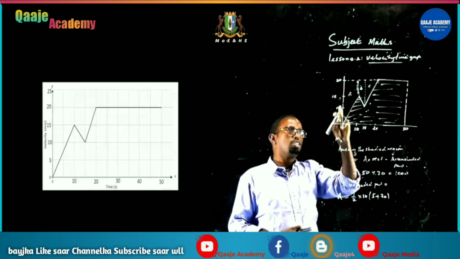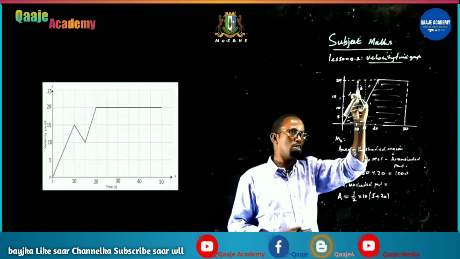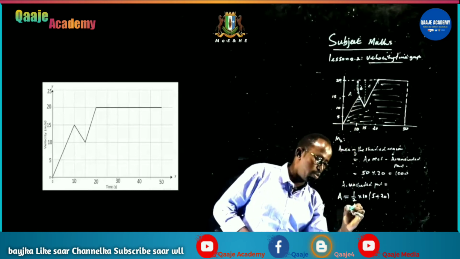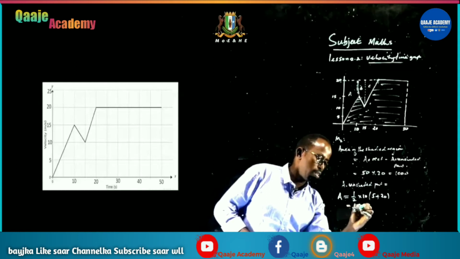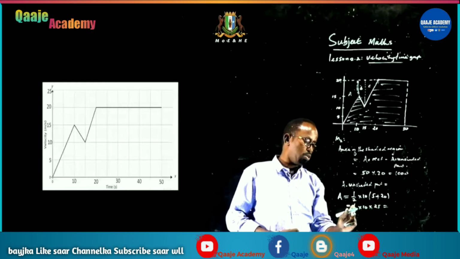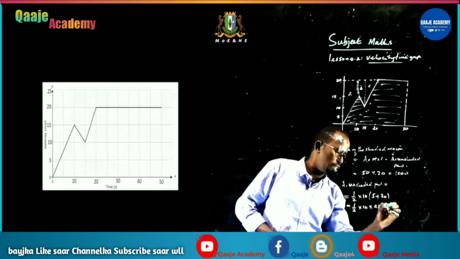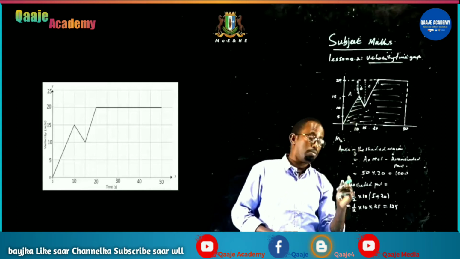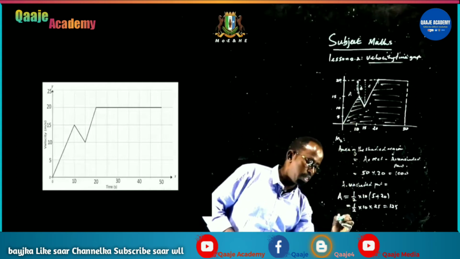From the origin to this particular point is 20, so these two are the parallel sides, and this one becomes the height. So half times 25, you get 125. The next one, area, that is B.